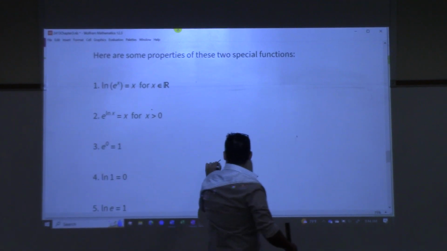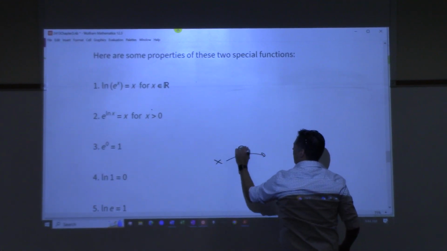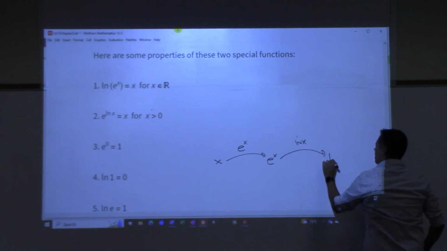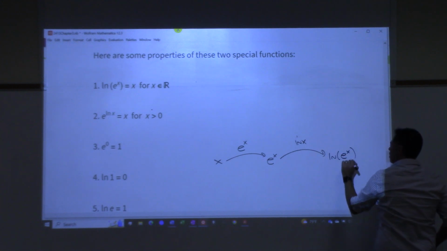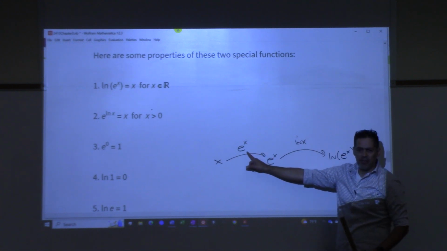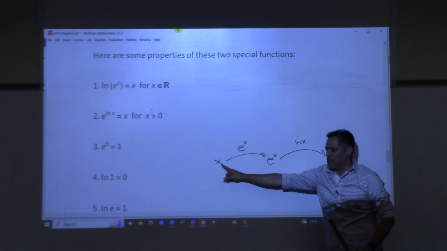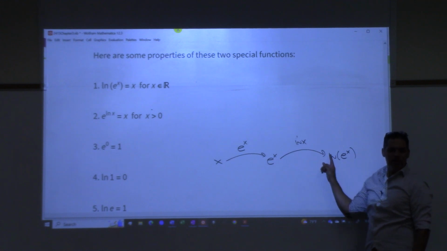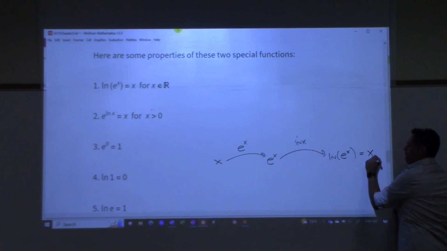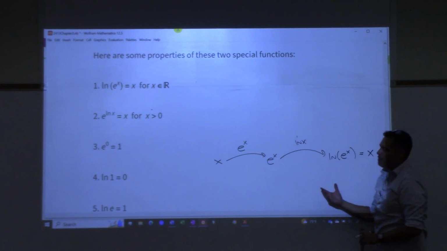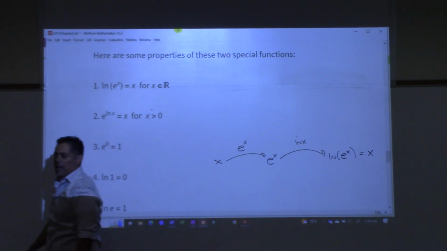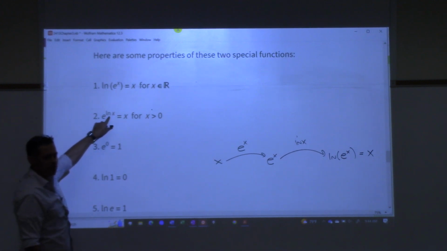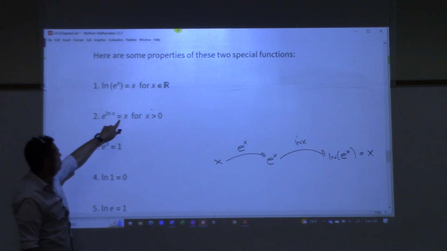Look at it like a chain of events. X goes into the e to the x function, comes out, and then that goes into the natural log function, and comes out as natural log of e to the x. But see, this function undoes that function. So it's kind of like a car wash. The car goes in, gets clean, and then there's another machine that puts all the dirt right back on the car, and it comes back exactly the way it started. Right? That's basically what's happening here. The second property is the reverse of that. First, the x goes into the dirty car wash, and then it goes into the clean one. At the end of the day, it comes out unchanged again.